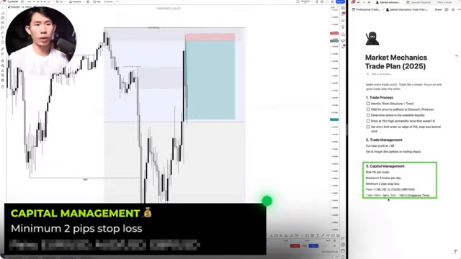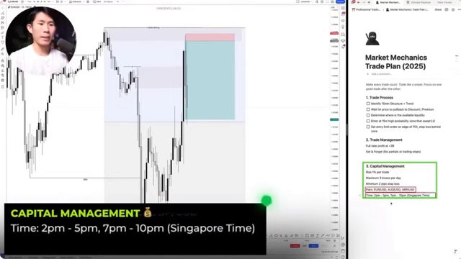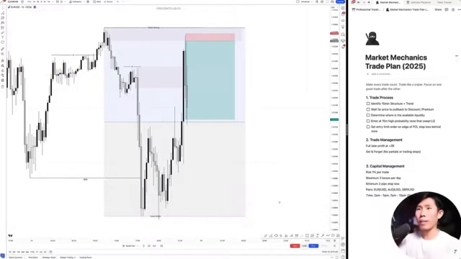And as for the pairs that I'm trading, I'm going to be trading the most commonly traded pairs, EU, AU, and GU. And as for the time, this is in Singapore time, but this is actually the London session or the New York session itself. So if there's no opportunity in the London session, sometimes I will trade during the New York session. So yeah, that's pretty much the entire simplified mechanical trade plan. Now, let me show you some more examples.